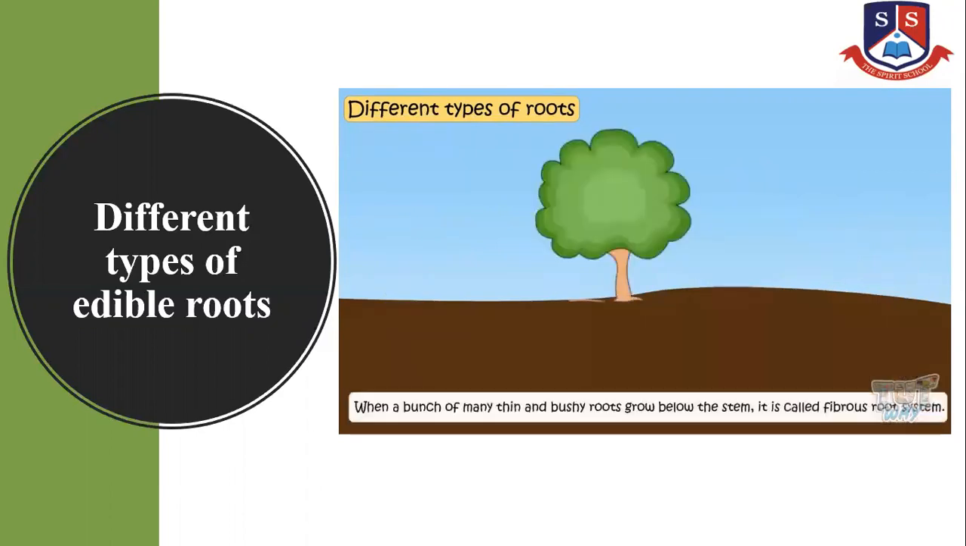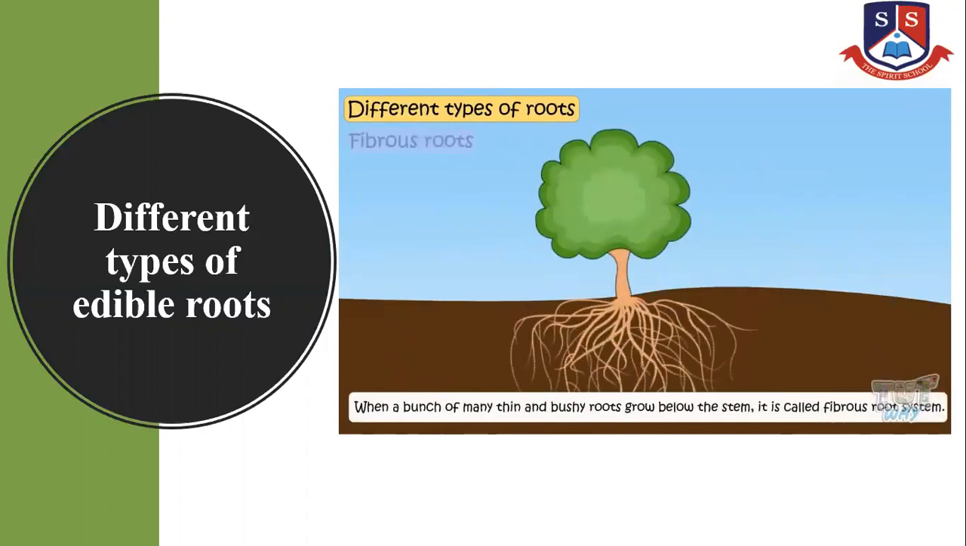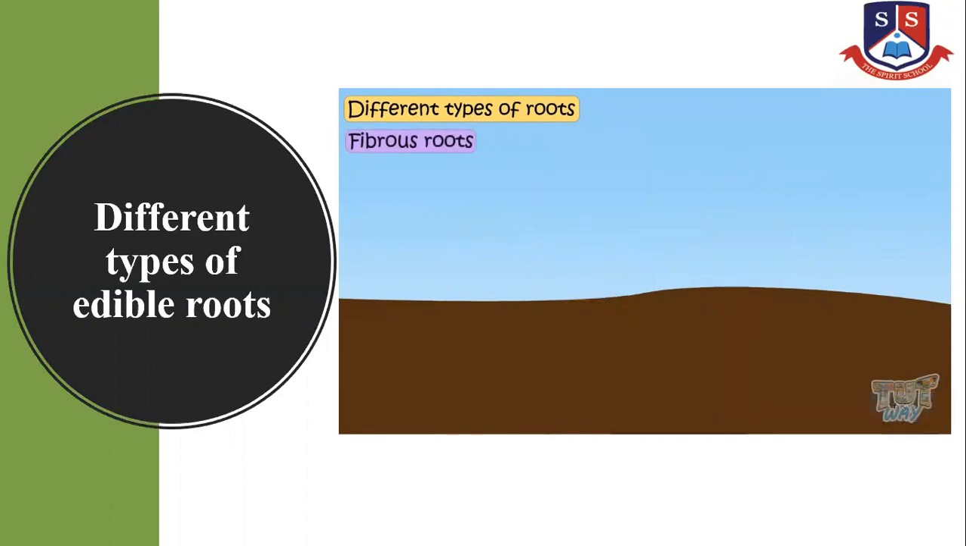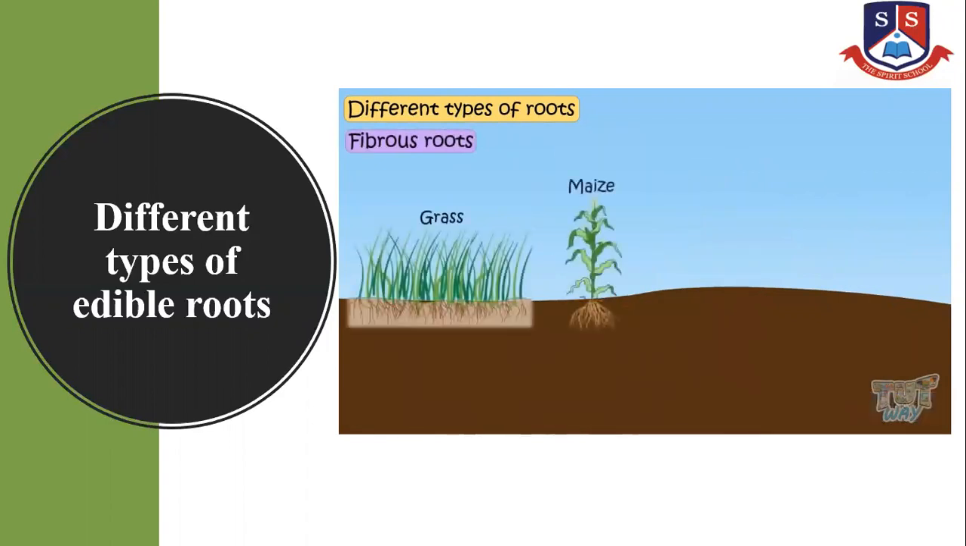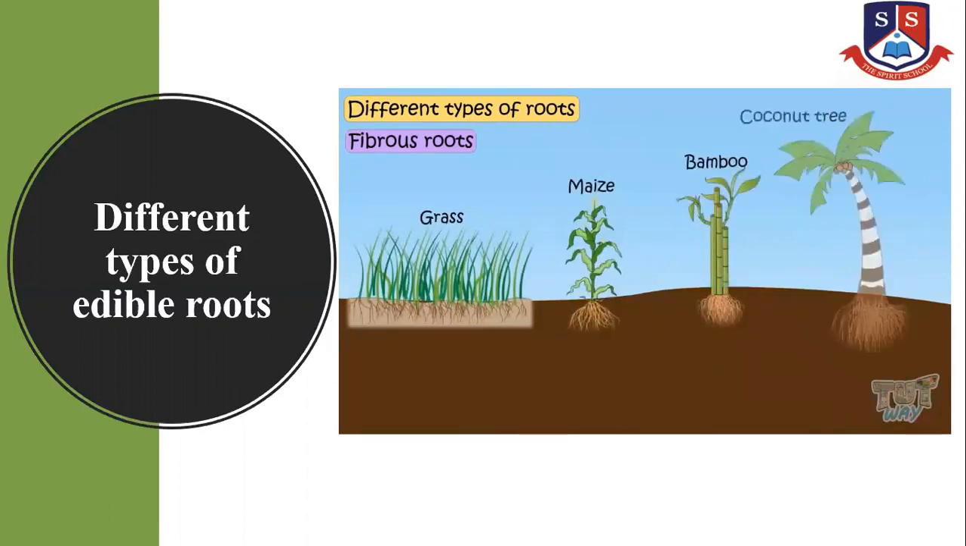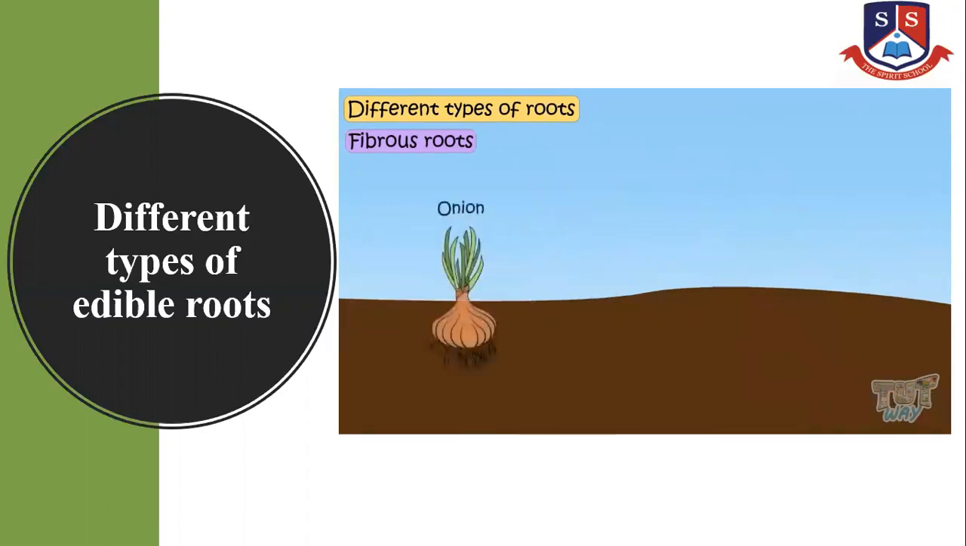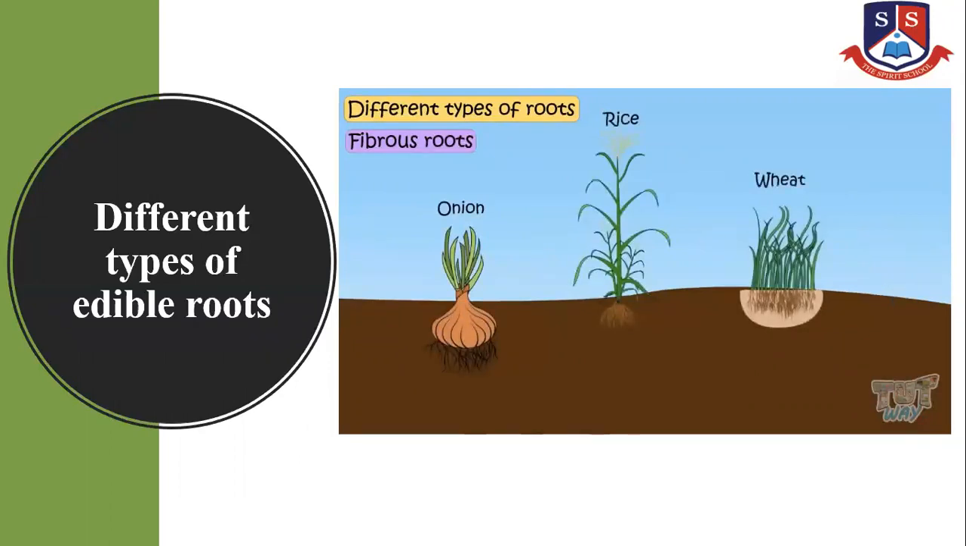When a bunch of many thin and bushy roots grow below the stem, it is called fibrous root system. These thin and bushy roots are nearly equal in size. Grasses, maize, bamboo, coconut tree, onion, rice, and wheat are the plants that have fibrous roots.